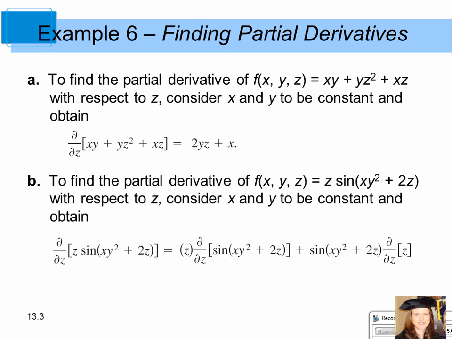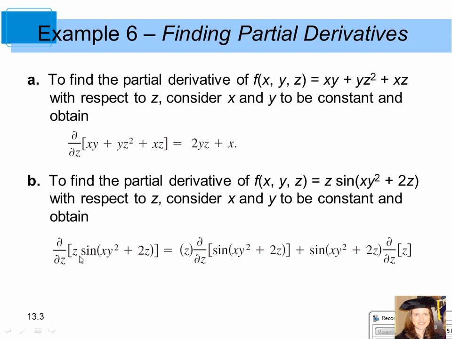So that's our partial derivative of the function with respect to z. To find the partial derivative of this function, f of x, y, z equals z sine of the quantity xy squared plus 2z, we want to take the partial derivative with respect to z. You consider x and y to be constants. So we have z times the sine of a constant plus 2z. So we use the product rule to find the partial derivative with respect to z. And remember, the product rule is the first times the derivative of the second plus the second times the derivative of the first.